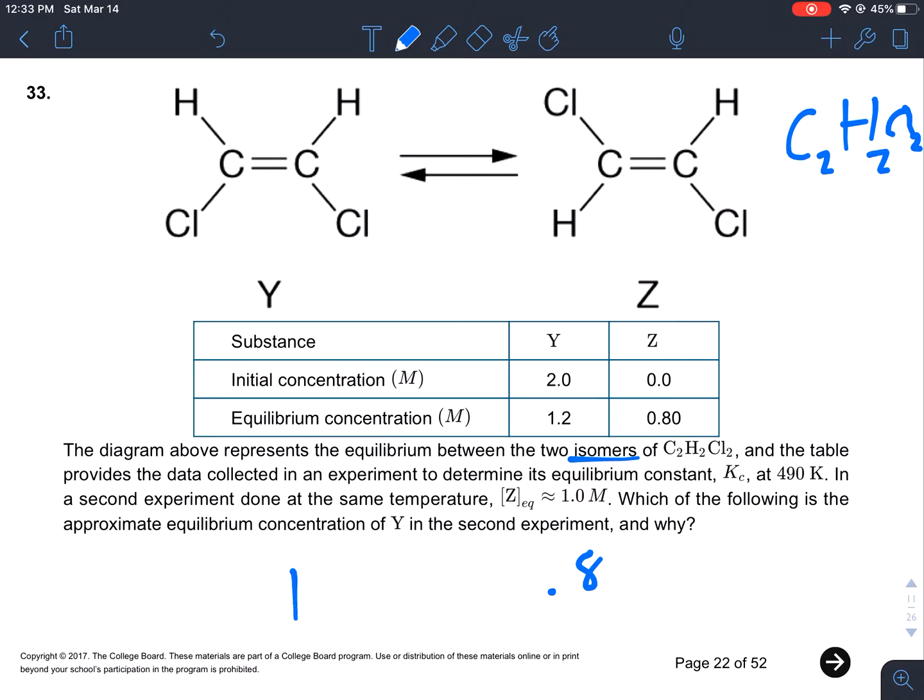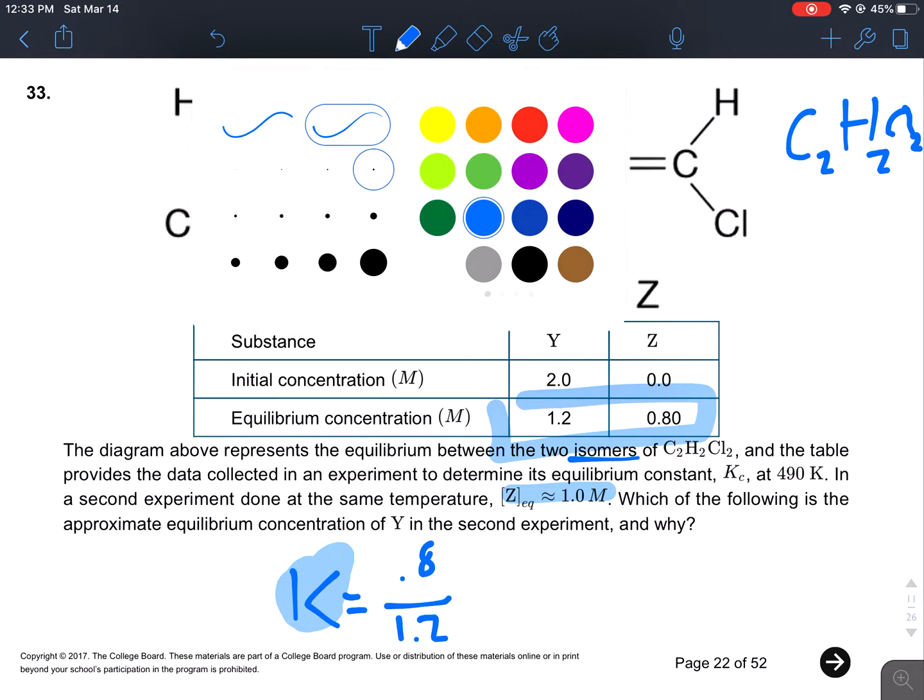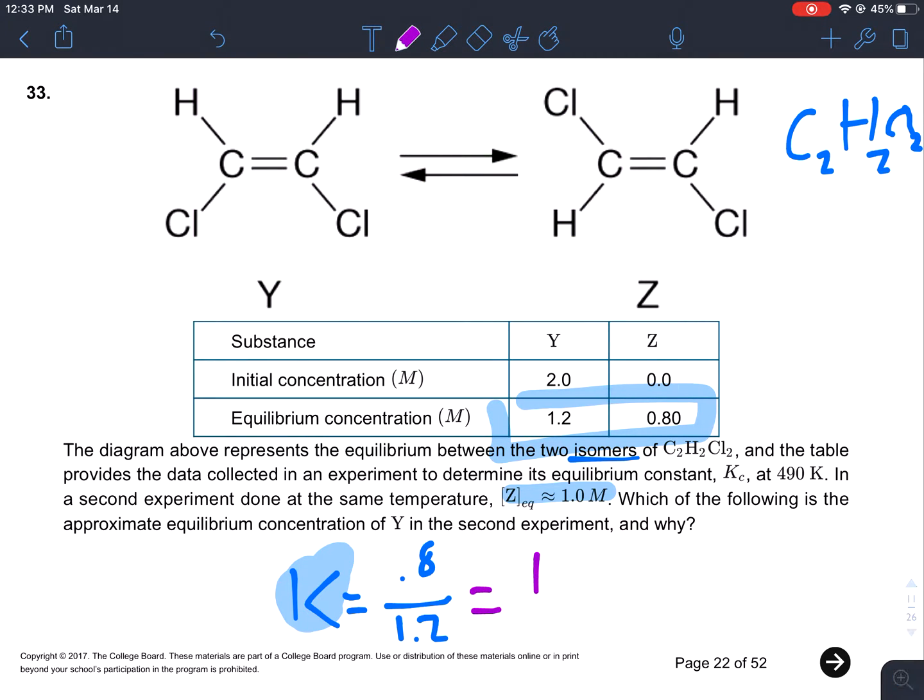Let's do this. K is equal to products over reactants. That's what K is equal to. And where am I getting that from? I'm getting that from the equilibrium constant because K is about equilibrium. It's not about the initial, it's about the equilibrium. Well, look, if I do a second experiment, and this time I used 1.0 for my Z, what is my X? It has to be proportional because both of these are at equilibrium. Both of them need to equal the K.